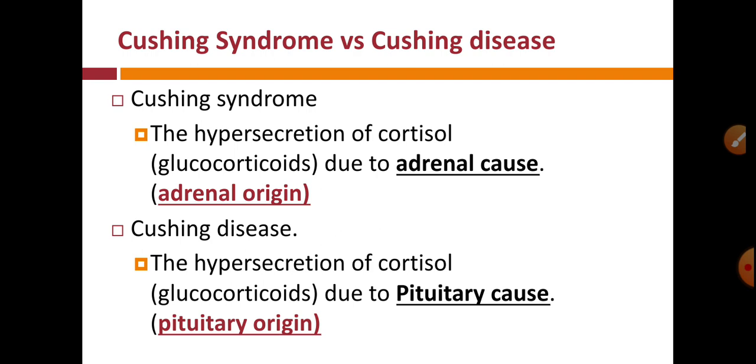In Cushing disease, there is also a hypersecretion of cortisol, that means glucocorticoids, but due to a pituitary cause. So the causes are different, and that is the difference between Cushing syndrome and Cushing disease. In Cushing syndrome, the cause is present in the adrenal gland, while in Cushing disease, the cause is present in the pituitary gland. But the hypersecretion of cortisol or glucocorticoids is the same thing.